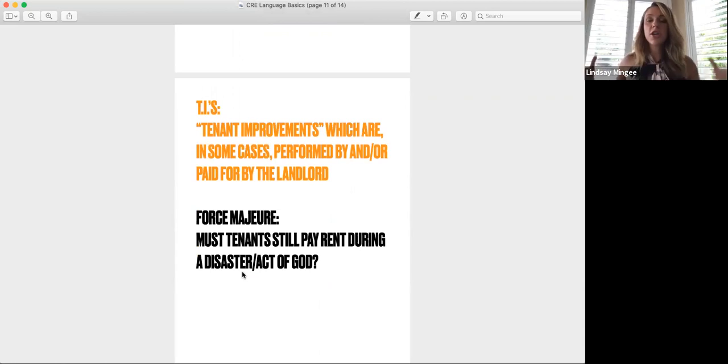TIs are another term that we throw around. It's another acronym that we throw around in this industry. If you are a contractor or an architect or an interior designer, or you own a building, you are probably familiar with it. It stands for tenant improvements, and it's fixed and permanent improvements that are performed to the interior of a building.